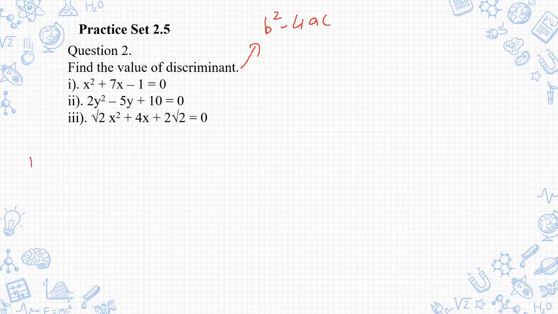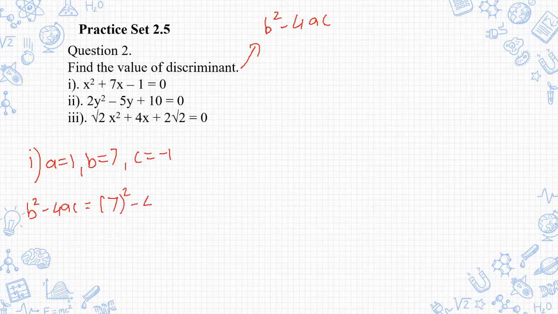So if you see the first one, x square plus 7x minus 1 equal to 0. If you compare this with the general form, a will be 1, b will be 7, and c will be minus 1. So b square minus 4ac, the discriminant, will be 7 square minus 4 into a, that is 1, and c, that is minus 1. We just have to solve this. 7 square is 49, this minus and minus will be plus, and 4 into 1 will be 4. So 49 plus 4 will be 53. So the value of the discriminant is 53.